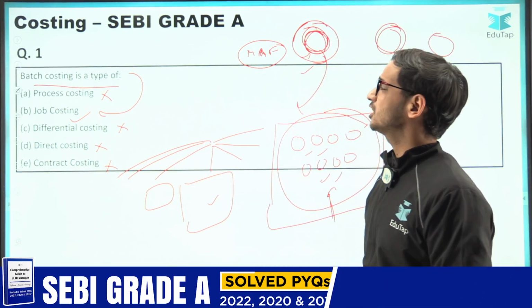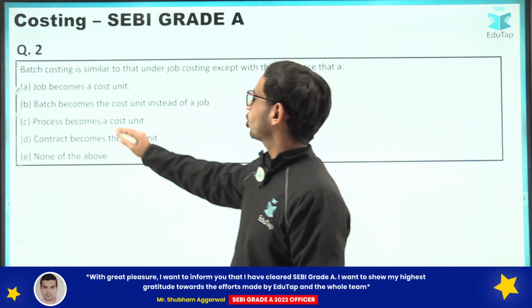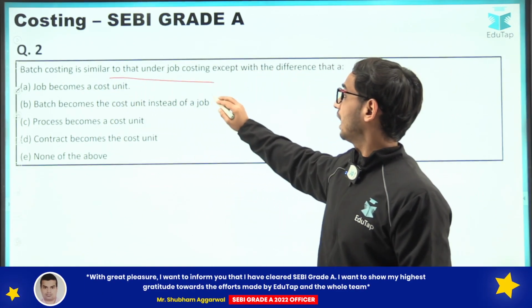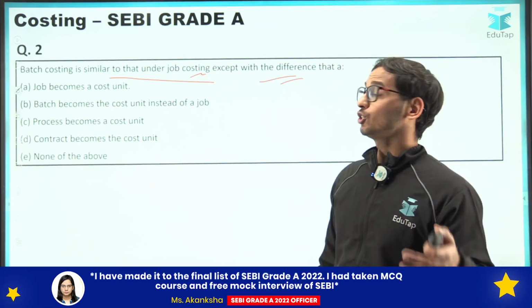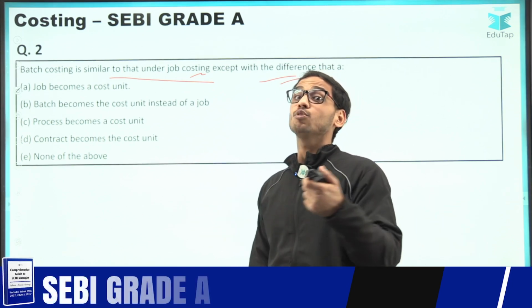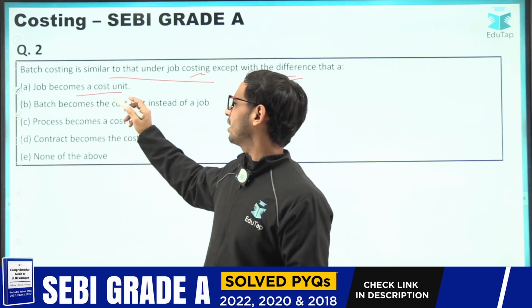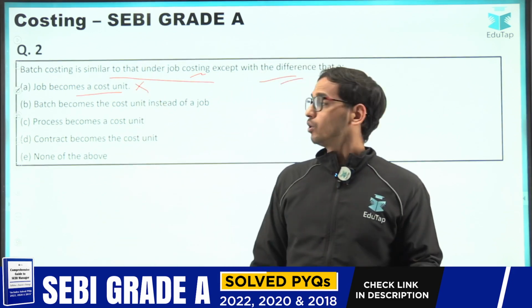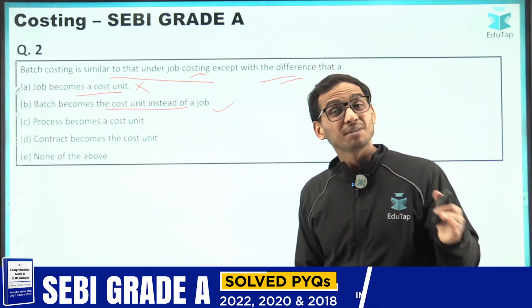Okay, let's move ahead with our second question of the day, that says batch costing is similar to job costing, but with the difference of what? So batch costing is different from job costing in what sense, right? Job becomes the cost unit in batch costing? No. Batch becomes the cost unit instead of job? Yes. So please remember this difference.